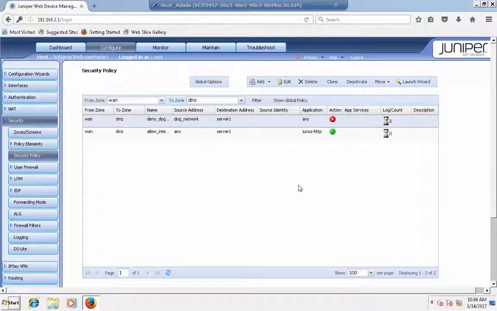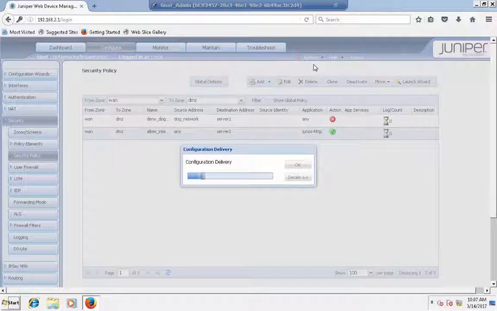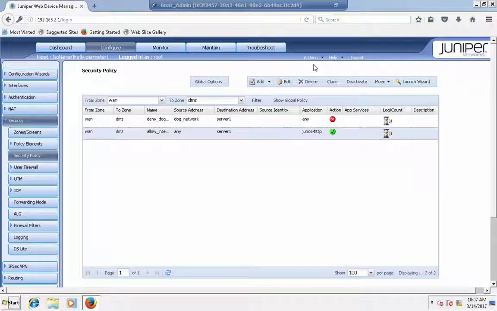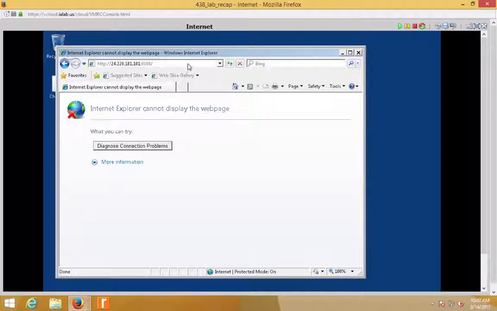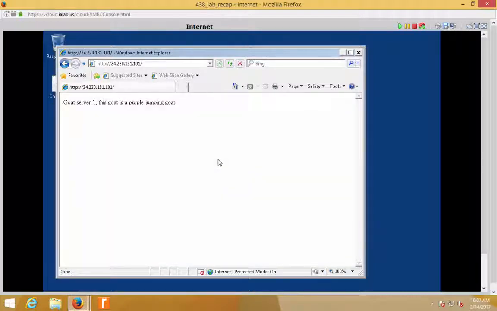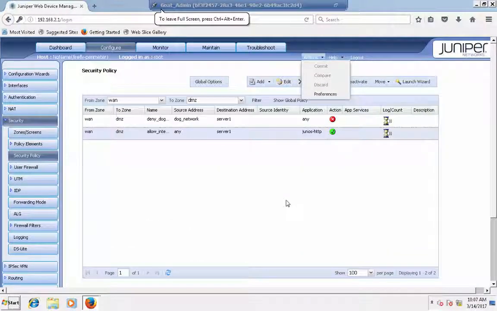Because we want to block the dog network. Of these two rules, the block or the allow, which one is more specific? Well, our block rule is more specific. Yeah. So as a general rule for how to make your rules, we order our most specific one first, down to our least specific. And there we go. The purple jumping goat. So we got that one done.